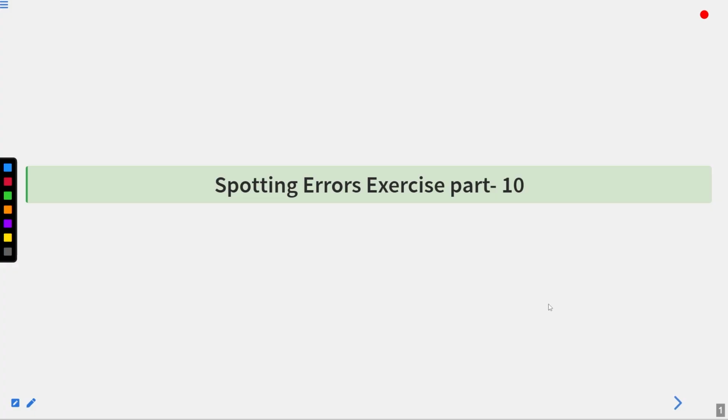Hello everyone, in today's class we are going to discuss spotting errors. This is exercise part 10. Let's begin.